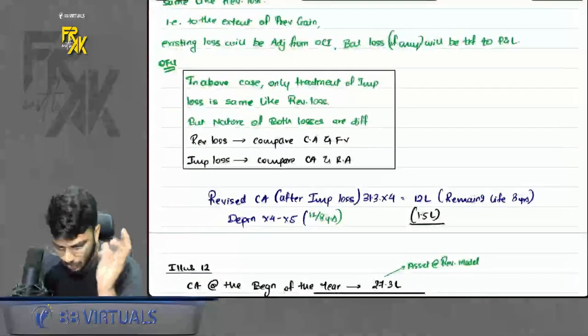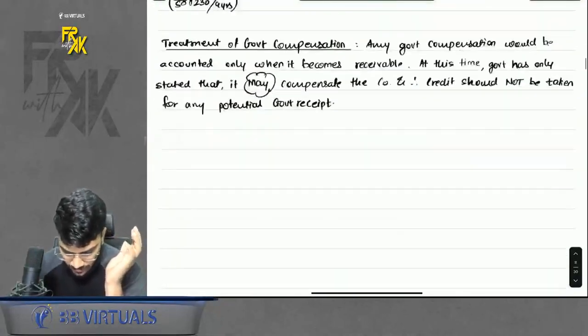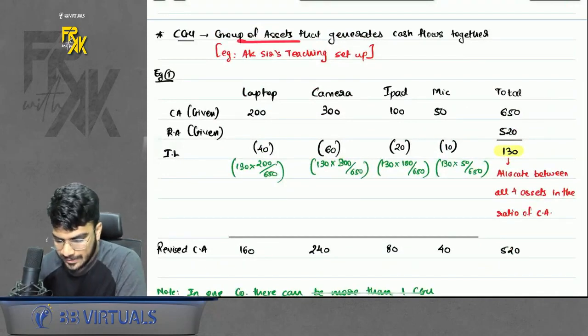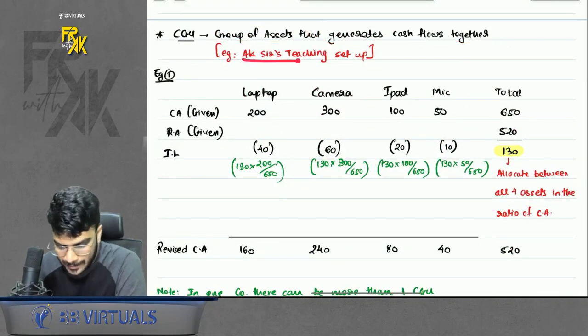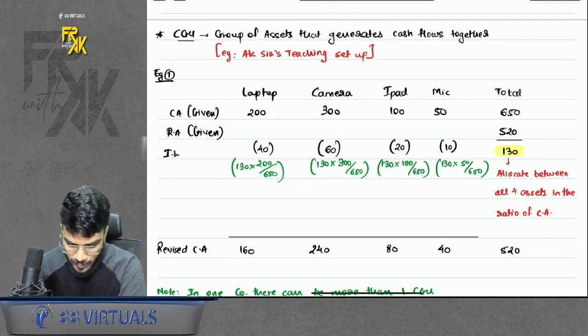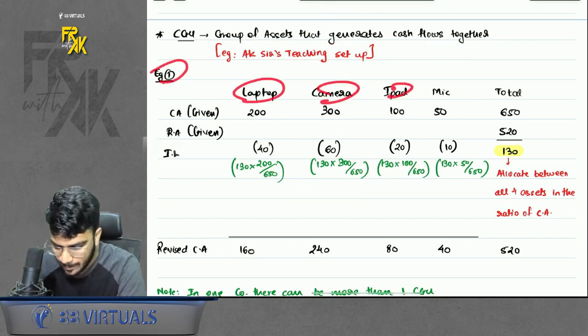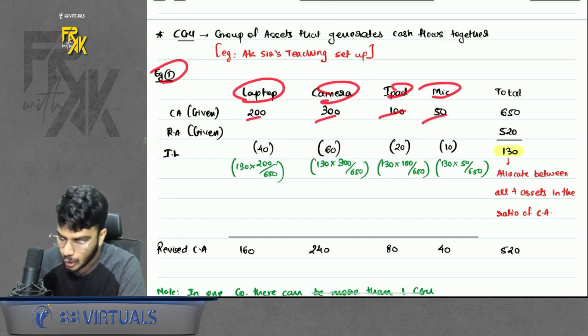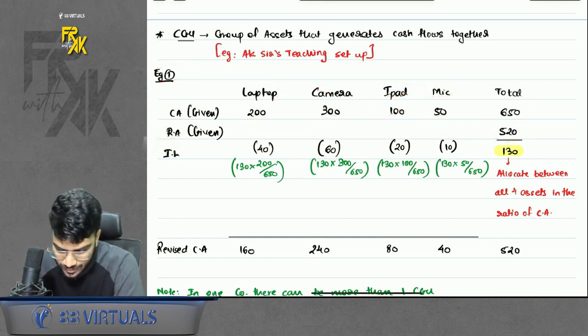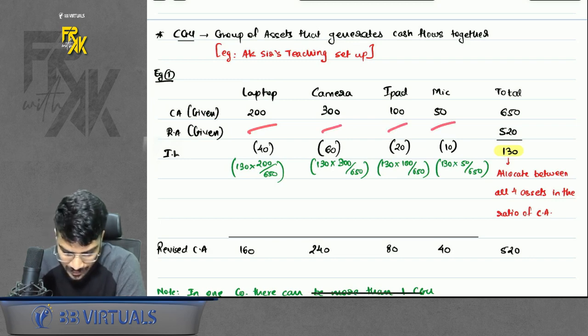So to discuss CGU, we will refer to some examples which I gave you in the class, right? A CGU is a group of assets that generates cash flows together. Example, AK sir's teaching setup. For example, my teaching setup. I hope you are able to recall things, okay? So example number 1, let's say I have a laptop, camera, iPad, mic. The individual carrying amounts total to 650. Recoverable amount is given as 520. Of course, individual recoverable amounts are not available. That is why we are coming under CGU now.